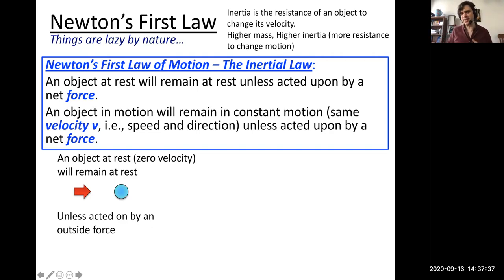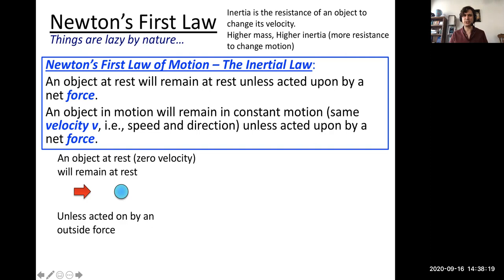All right, so now that we have an idea of what inertia is, let's actually describe the inertial law, that nature is lazy. An object will remain at rest forever unless it's acted on by an outside force. So that's basically saying if you have something that's sitting still, it's going to sit still forever unless a force happens to it. And remember that a force is any influence that tends to change something's motion. It also states that an object in motion will remain in constant motion. What does that mean? It means at the same velocity, so at the same speed, in the same direction, unless acted on by an outside force.